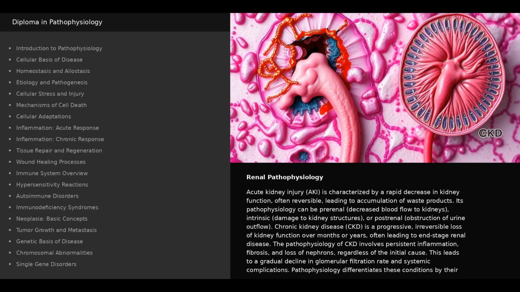to end-stage renal disease. The pathophysiology of CKD involves persistent inflammation, fibrosis, and loss of nephrons, regardless of the initial cause. This leads to a gradual decline in glomerular filtration rate and systemic complications. Pathophysiology differentiates these conditions by their onset, reversibility, and specific cellular damage patterns.